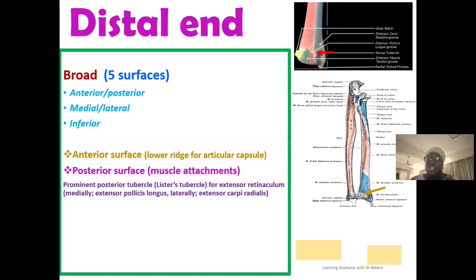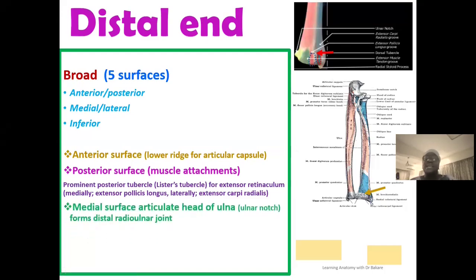So there are depressions created on the medial side and also on the lateral side. On the medial side, it creates a connection point for the extensor pollicis longus, while on the lateral side, it creates a connection point for the extensor carpi radialis brevis and also the extensor carpi radialis longus. So it is important that we also highlight this in case we are asked during our examination.